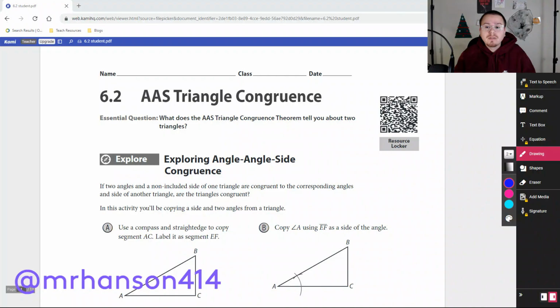Today we're doing a geometry video. We are continuing our triangle congruence. Today we have AAS, angle, angle, side. So let's get right to it.